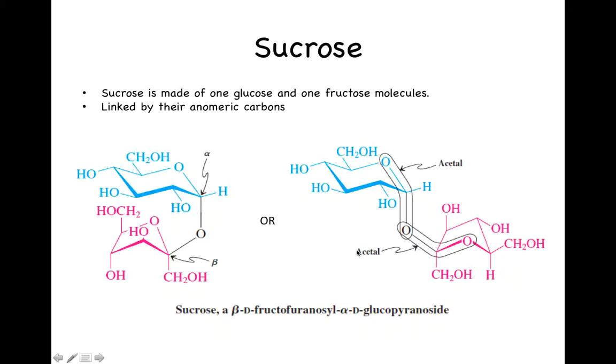Connecting two anomeric carbons generates two acetal linkages. So as we've seen here, there's one acetal linkage in here because the carbon is attached to two OR groups, and there is another acetal linkage in here because the carbon is attached to another OR group.